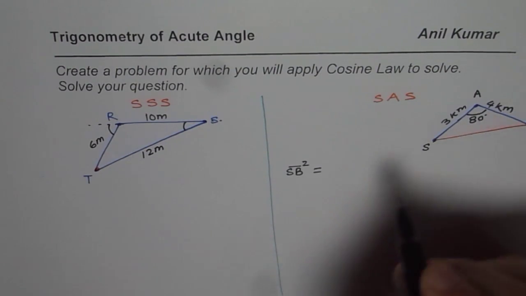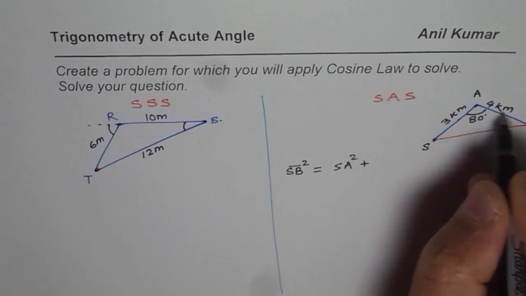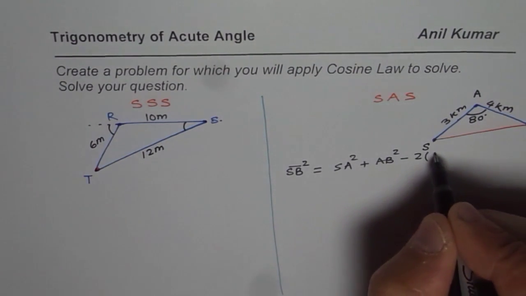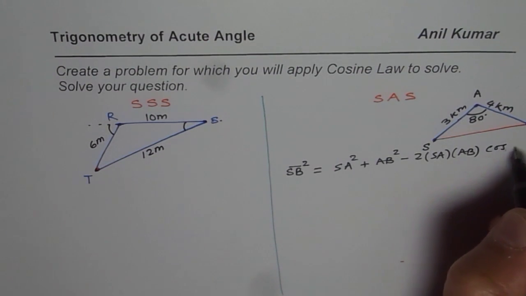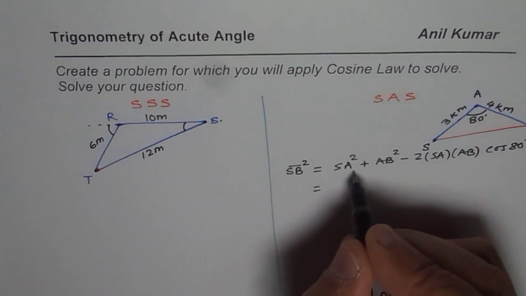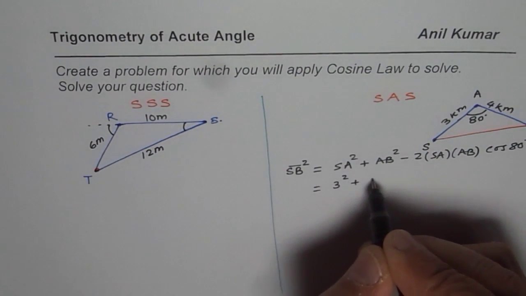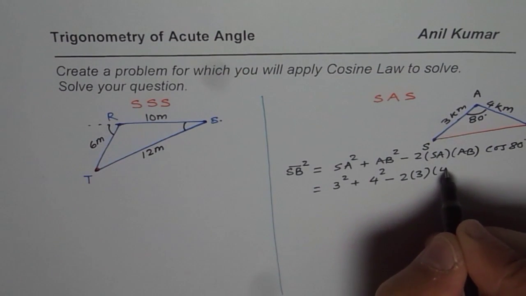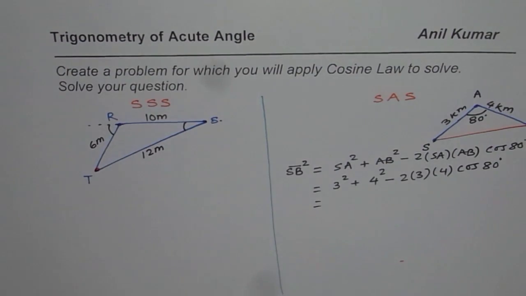So add the square of these two. We have SA square plus AB square minus 2 times the product of these two, that is SA times AB, times cosine of the angle, cos of 80 degrees, correct? The angle in between, I should have written A. Anyway, let's substitute the values and find the answer. So this is 3 square plus 4 square minus 2 times 3 times 4 times cos of 80 degrees, right? So we can use a calculator to calculate this answer.